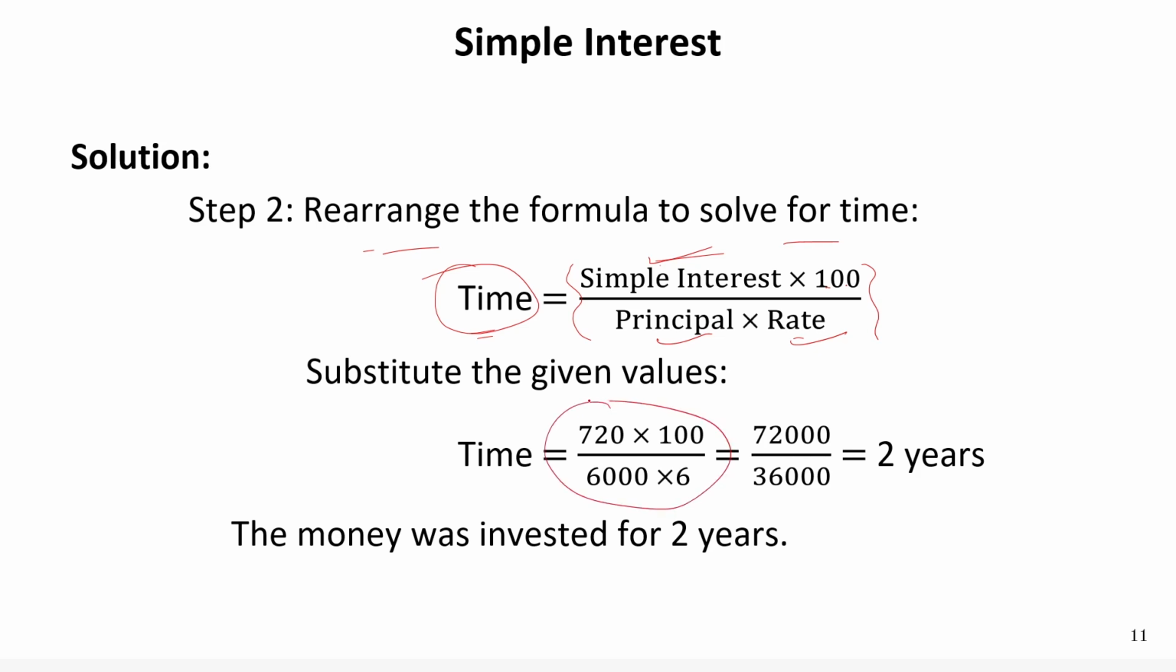So substituting these values, what we are left with is 720 into 100 whole by 6000 into 6, which is equal to 72,000 by 36,000. That is equal to what? 2 years, right? So the money was actually invested for 2 years. So this is the correct answer.